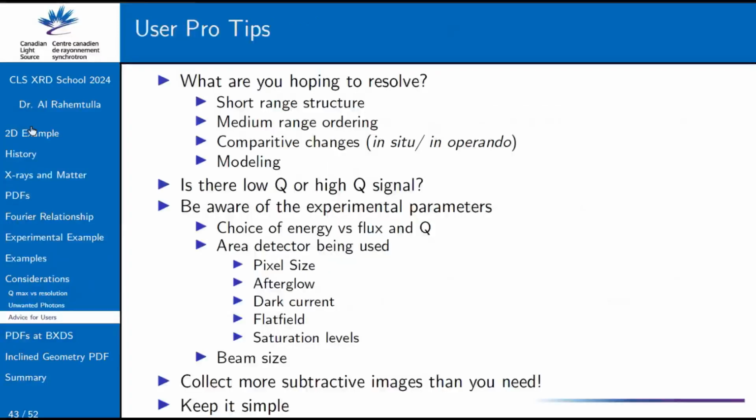And so with that, here are all the pro tips for anyone who wants to do PDF measurements. So probably for you guys to ask yourselves coming into an experiment is, what are you hoping to actually solve with your measurements? Are you interested in short range ordering, medium range ordering? Are you looking at it, you just want to see how something's changing comparatively?